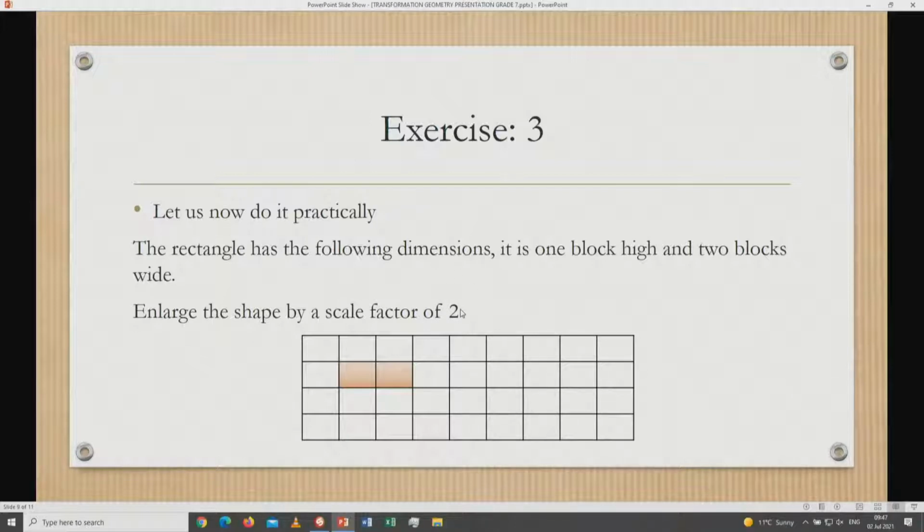But here is the tip here. Remember, here you are not just focusing on one side. You are focusing on 2 sides. We've got the height there, and then we've got the width. So our height, we were given that our height is 1 block, yes, and then our width is 2 blocks. Now, if we want to find the image or enlarge this shape, let us first put it the way it is here.